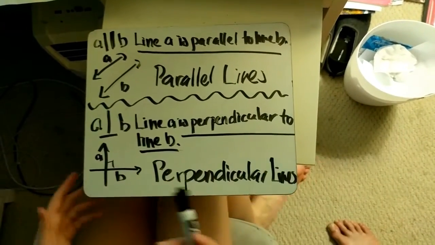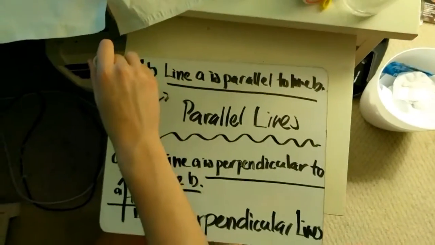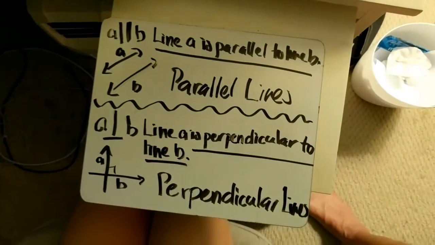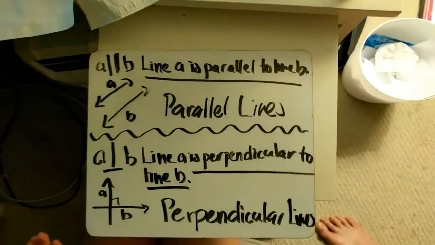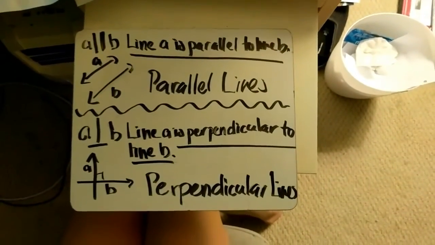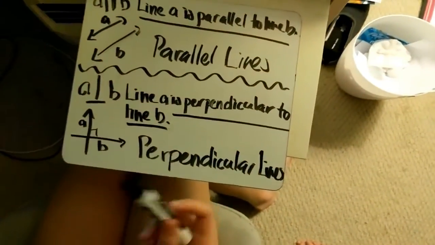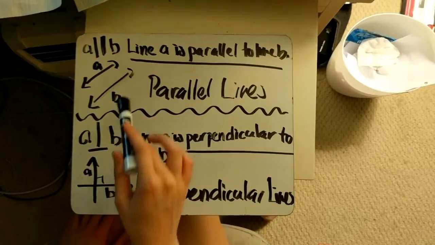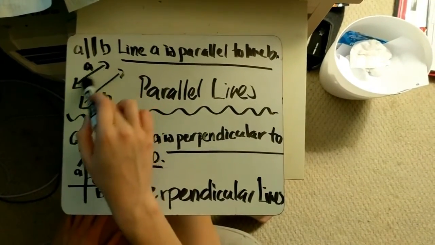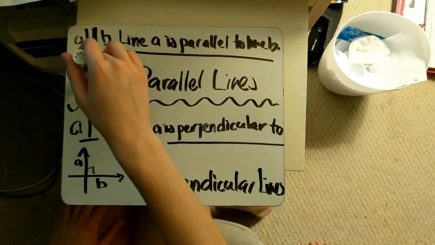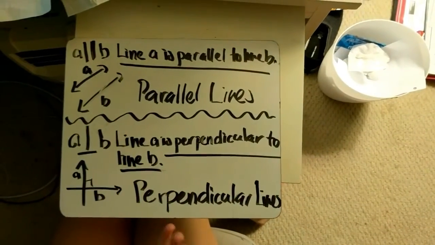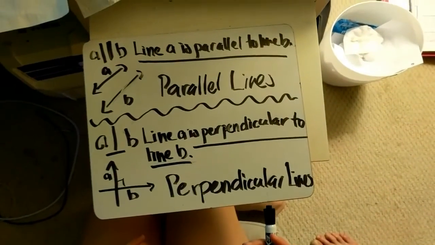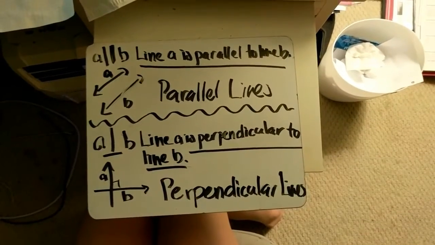Here we have the symbol for A, and then two lines between it and the next letter, B. This means line A is parallel to line B. The figure for parallel lines is one line marked A, and another line exactly opposite of it, which will be B.